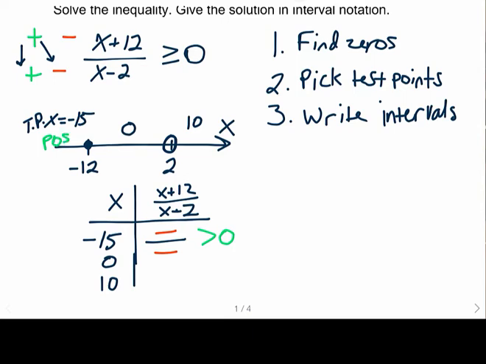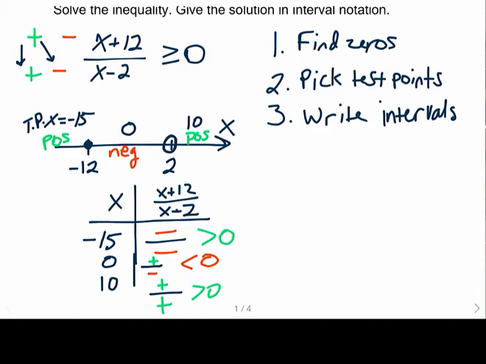When x is 0, the numerator is positive, the denominator is negative, and positive divided by negative is going to be less than 0. And so we're going to say between negative 12 and 2, the expression has a negative output. When x is 10, 10 plus 12, the numerator is positive. The denominator, 10 minus 2, is positive. And positive divided by positive is, of course, positive. And so our expression evaluates to a positive output to the right of 2.